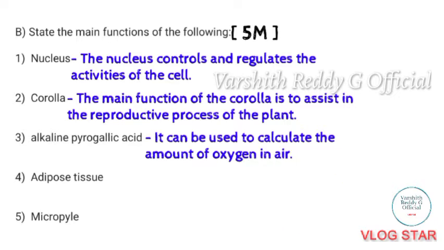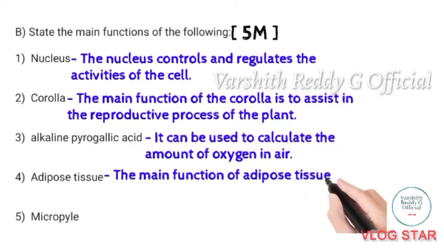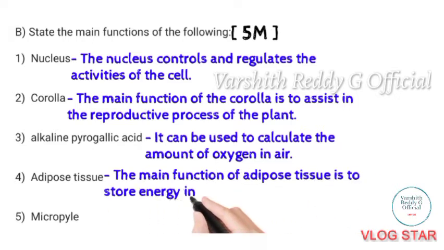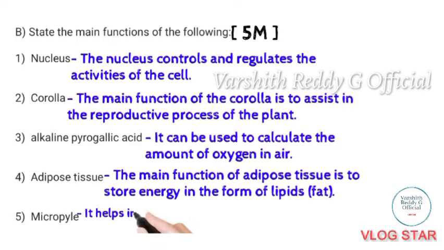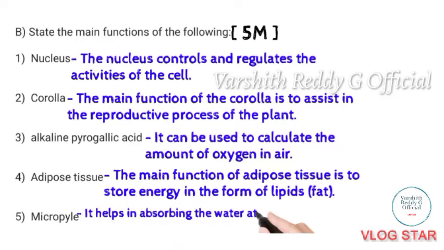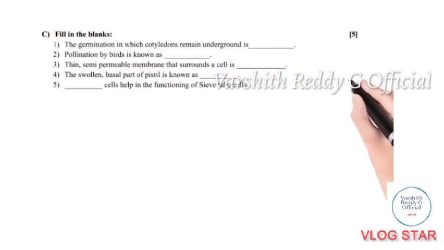Fourth question. Adipose tissue. The main function of adipose tissue is to store energy in the form of lipids, that is the fat. Fifth question. Micropyle. It helps in absorbing water at the time of germination of the seed. Let's move on to the next bit, that is filling the blanks, which consists of 5 marks.